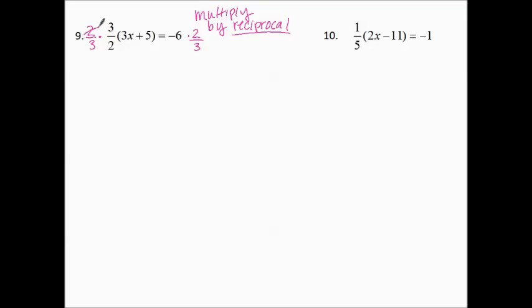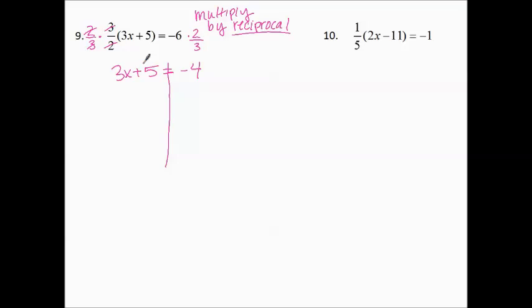So when I multiply by the reciprocal, my fraction on the left side goes away, and I'm left with 3x plus 5 is equal to. Now I look here, I don't have any like terms that I need to combine. Both 3x and 5 are as simplified as they can be. So now I can just solve for x.